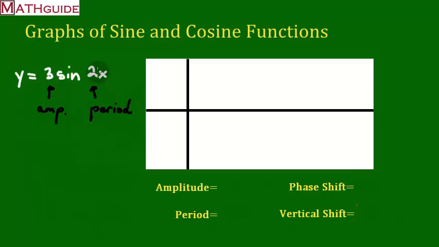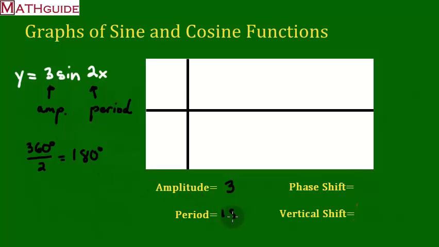Alright, so let's get down to work. What's the amplitude? Well, the amplitude is the absolute value of this number. The absolute value is 3. Now how do we calculate period? Well, we're going to take 360 degrees, a full circle, or we'll take 2 pi if we would rather deal with radians, but I want to deal with degrees. So you take 360 and you divide it by this number, 2. So 360 divided by 2 is 180 degrees. Alright, so that's our period.